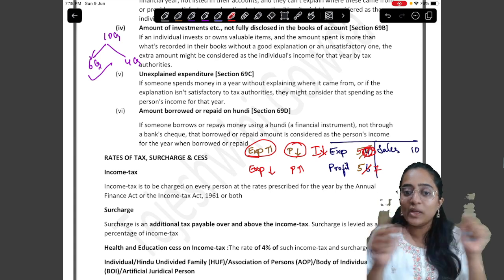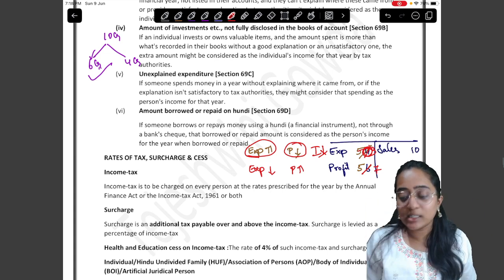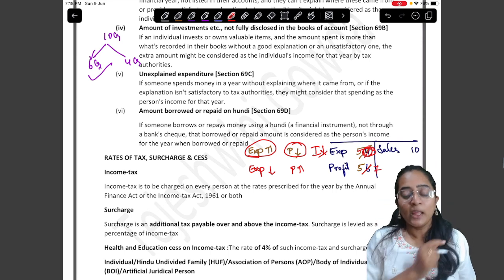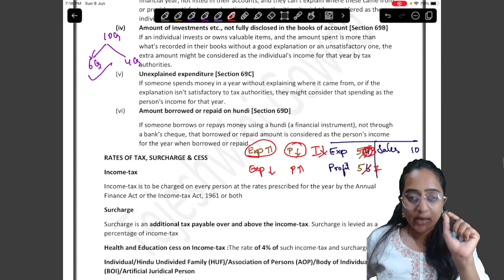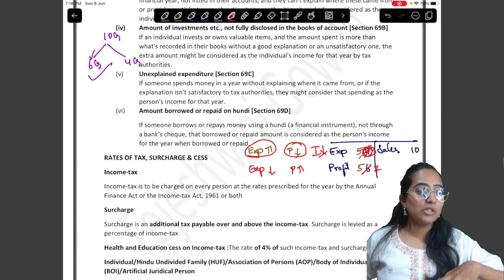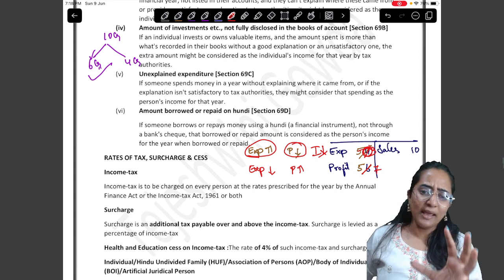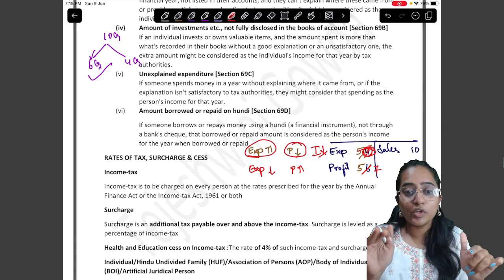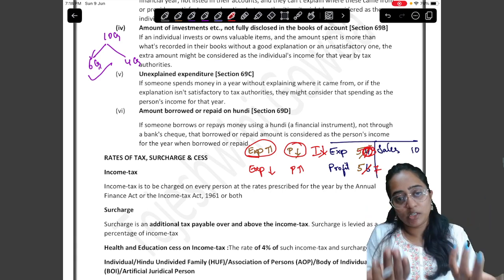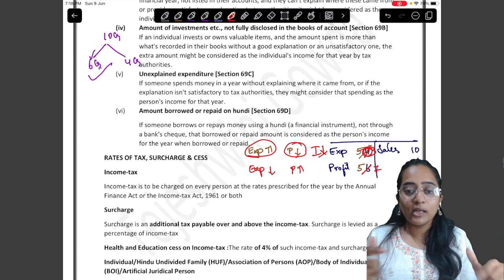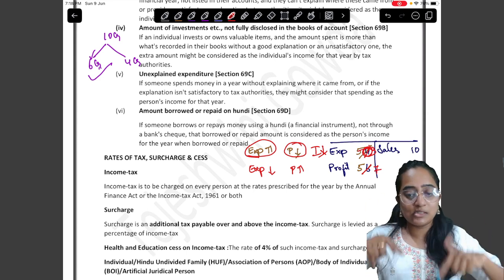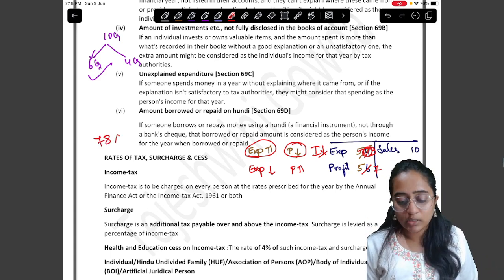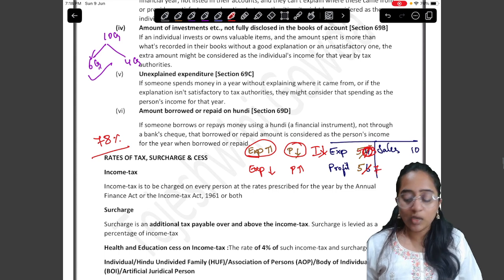That difference of 3 and 4, 1, whatever is there, that is going to be considered as your undisclosed income. To the extent you are able to provide explanation for the expenditure, that is going to be considered as your explained expenditure. If you are not able to provide information, then it is going to be considered as unexplained expenditure. Once it is treated as that, it is treated as undisclosed income. Once it is treated as undisclosed income, you pay 78% tax. Go with that. Finish. Okay.